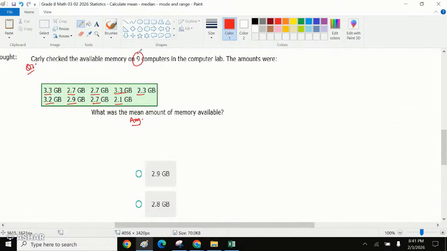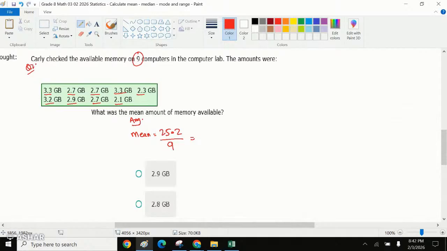So 3.3 plus 2.7 plus 2.7 plus 3.3 plus 2.3 plus 3.2, 2.9, 2.7, and 2.1, right? So when we add them together, if we need to find the mean, it comes out to be 25.2. It should be divided by 9, right? So what should be the answer?